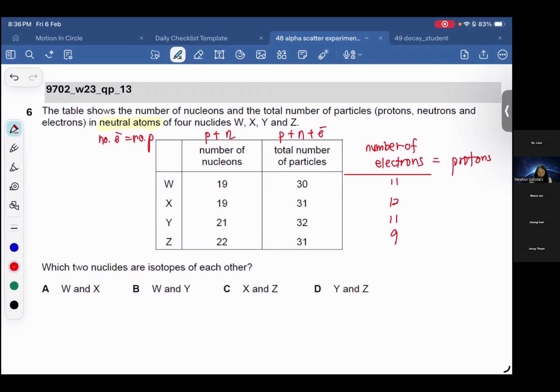So which ones are isotopes? 11 and 11. So W and Y. So answer should be B. Okay? Answer should be B. Is that clear, dear?